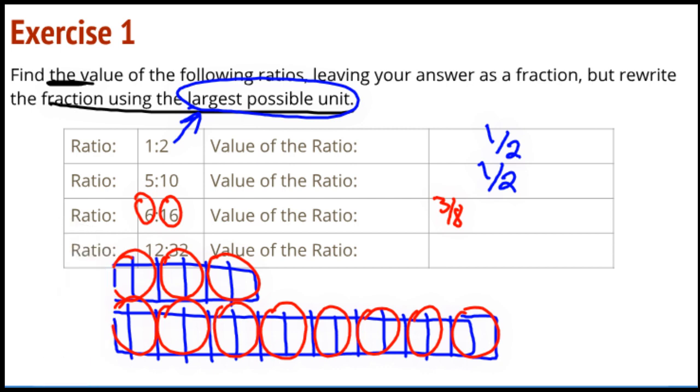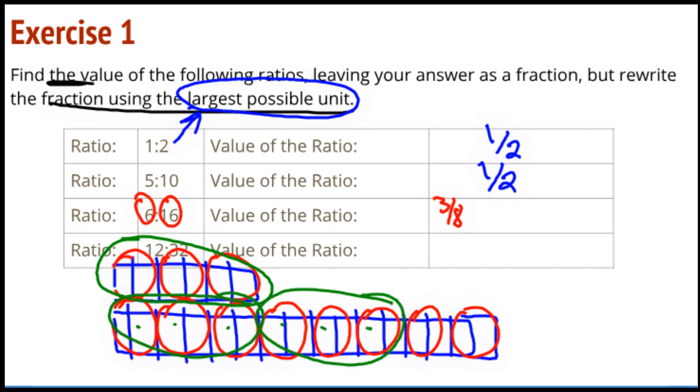Now, the next thing I could say is, can I put together my groups of 2? Can I consolidate any further? For example, what if I made groups of 3? There's a group of 3 there. 1, 2, 3. Here's another group of 3. 1, 2, 3. Here's another group of 3. But I've only got 2 left over. So I can't group them any other ways without having leftovers. So this 3/8 here is the value of the ratio.